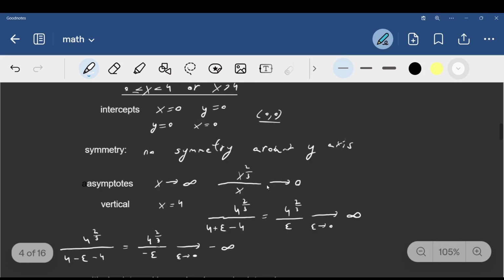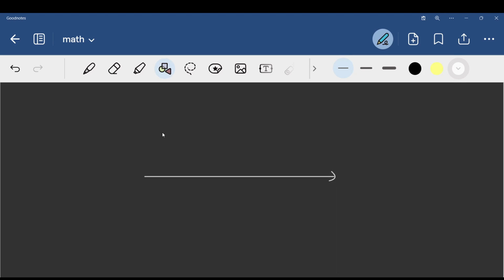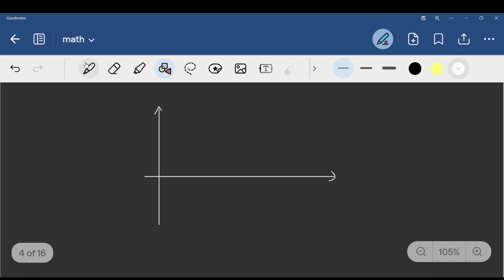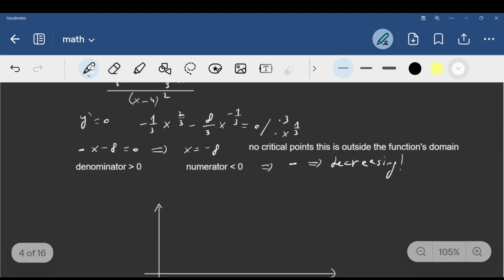I think it's safe to say that we know enough to be able to make a pretty good sketch of it. Okay, so let's take the x-axis, let's take the y-axis. I'm not leaving a lot of room for the negative part because we know it is not defined over there. So we have a function that's always decreasing, something like that. It's always decreasing.